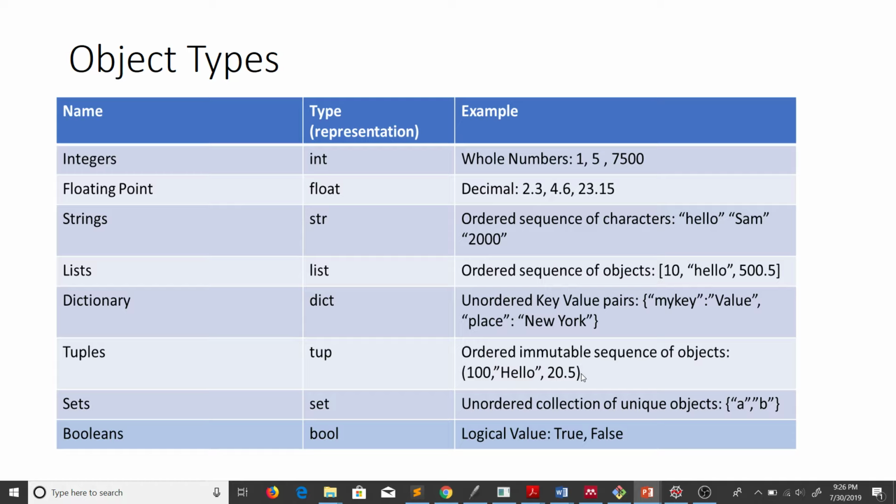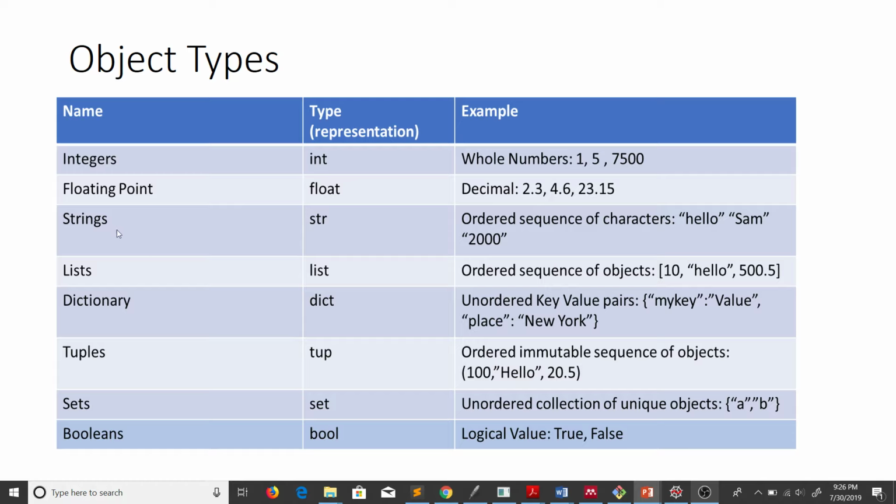So integers is an object type, which is represented by int in Python, and integers are nothing but whole numbers, as shown in the example on the right. Similarly, floating point is another object type that is used to represent decimals in Python, and the representation for it in Python is float.